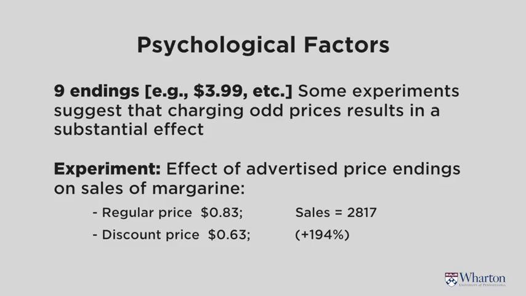However, when the experimenters dropped the price just a little bit more, from 63 down to 59, then the increase relative to the 83-cent price was 406%. So that's a classic example of a threshold or a non-linear response to a price reduction. Just by taking off another 4 cents or a small percentage, you almost double the lift that you got.